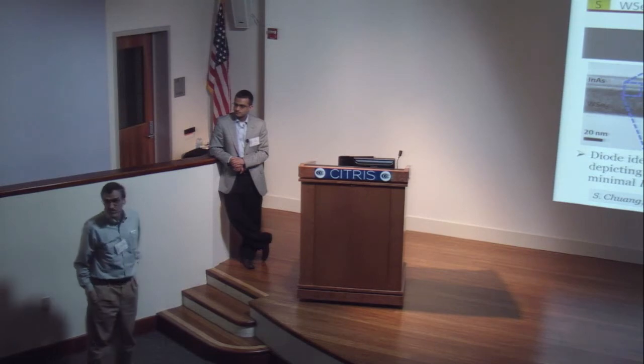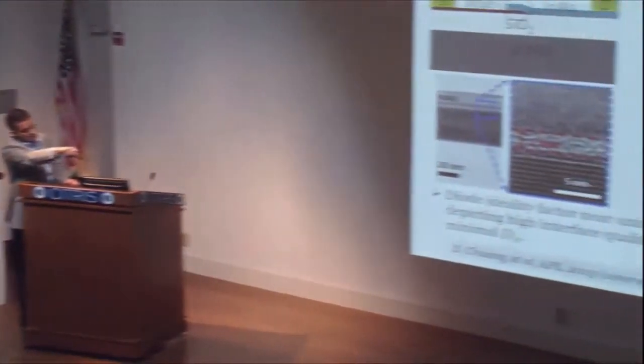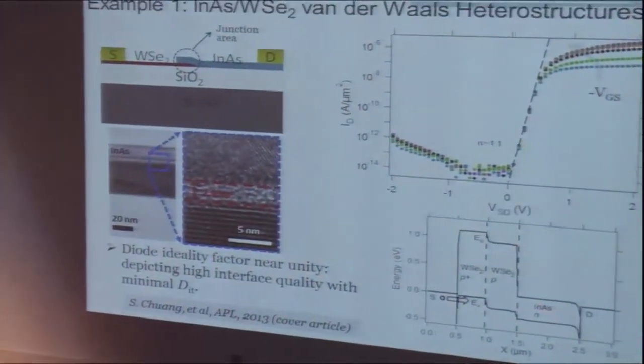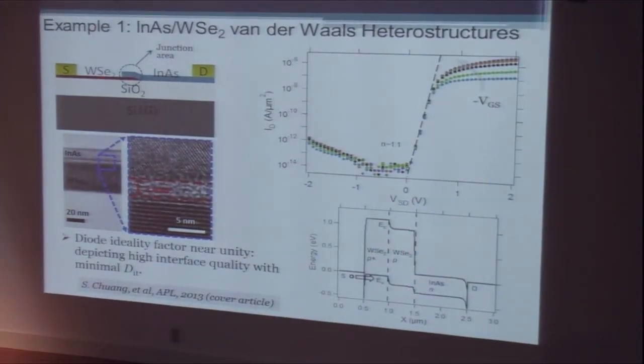So what's the barrier height here? The band alignment looks something like this. So this is indium arsenide, this is tungsten diselenide, and this is the band alignment that we think we have within our material system.